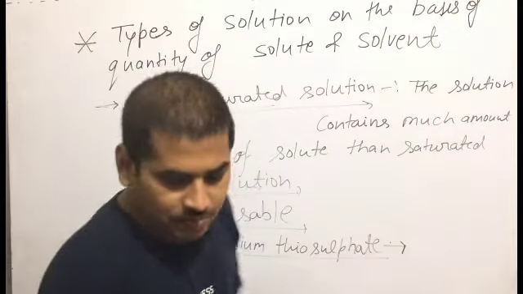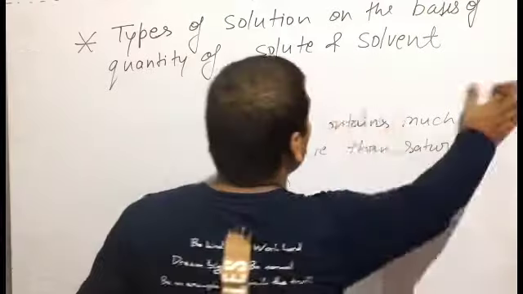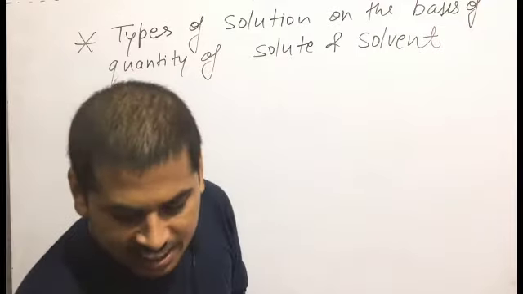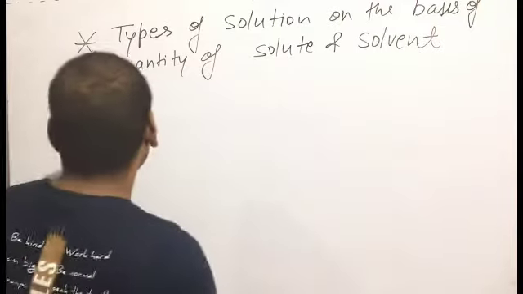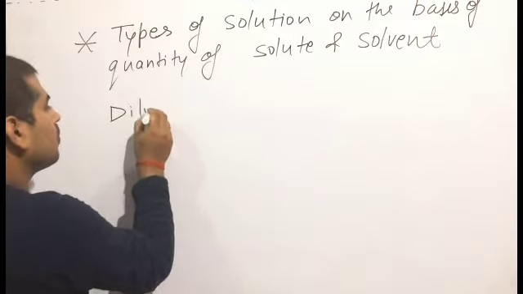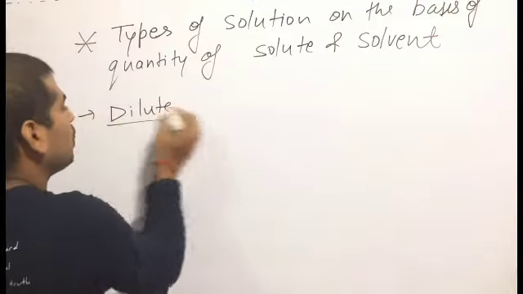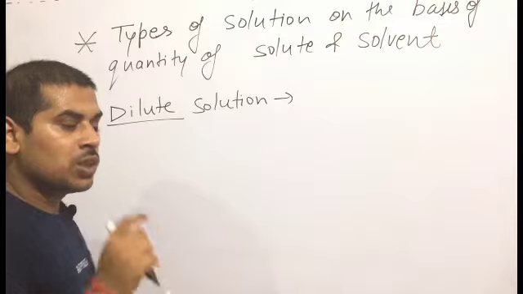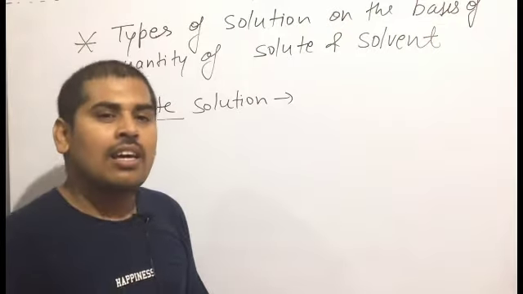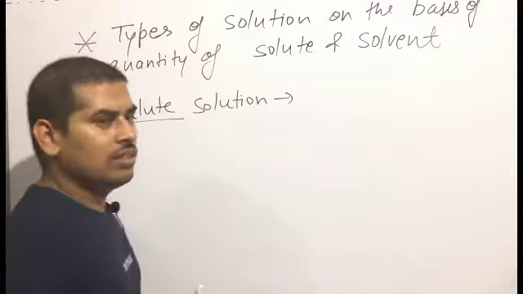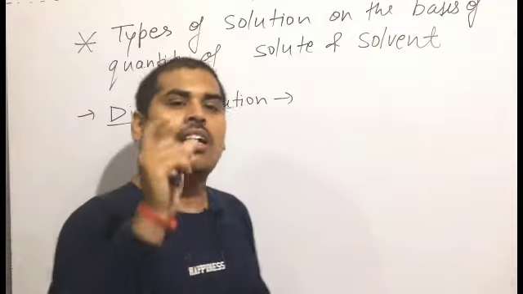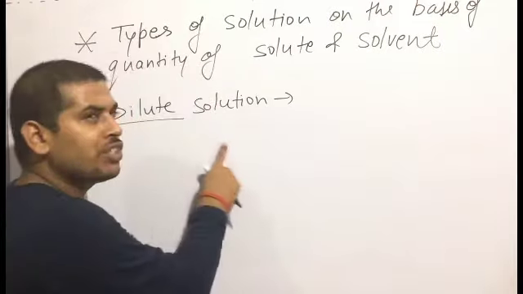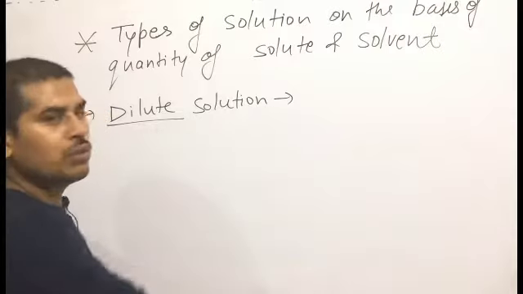Now the other thing is dilute and concentrated solution. Dilute solution. What is dilute solution? The solution which contains a small amount of solute in unit volume of solution is called dilute solution.